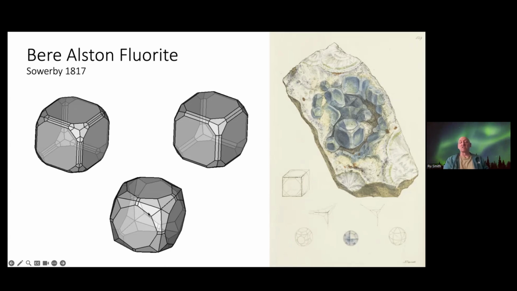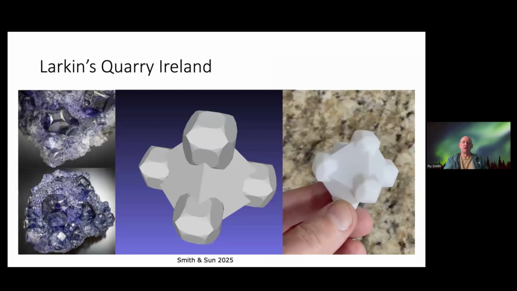If you make those kinds of models, you can slide the relative growth rates of each of them and make different shapes, to make one form more prominent than another form. But lovely to encounter that in the early literature. And Shanice was telling me that she's extended from English fluorites into Irish fluorites. And here is one from Larkin's Quarry in Ireland.